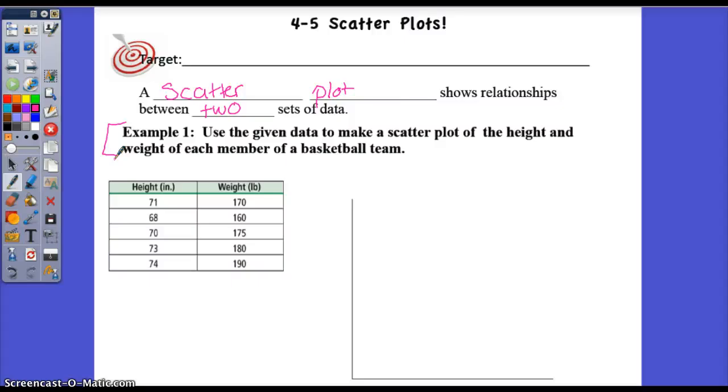Well, the first thing that you want to decide is what is your independent and what's your dependent variable. Does the weight depend on the height, or does the height depend on the weight? Well, I usually think that the weight of somebody depends on their height. So this would be my y because it's my dependent. And this would be my x because it's my independent variable.